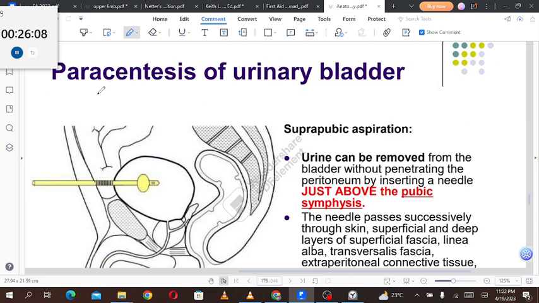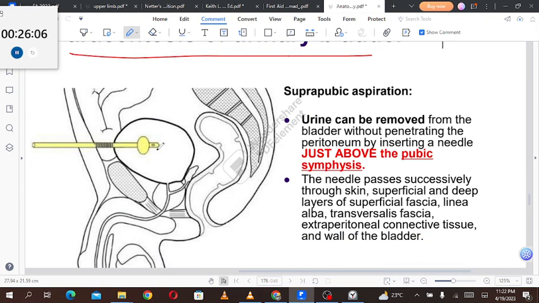Then moving forward, we have paracentesis of the urinary bladder. How do we do that? We do suprapubic aspiration. Urine can be removed from the bladder without penetrating the peritoneum by inserting a needle just above the pubic symphysis when the bladder is completely distended, because when the bladder is completely distended, it moves above the pubic symphysis.